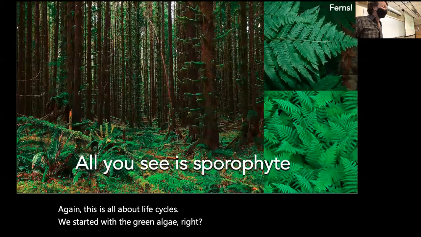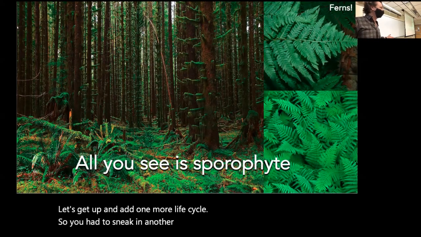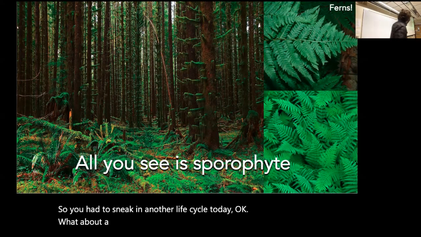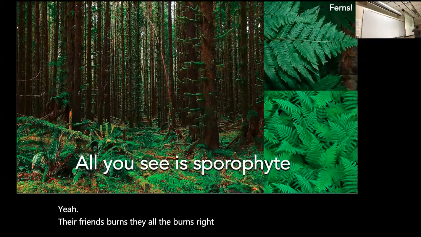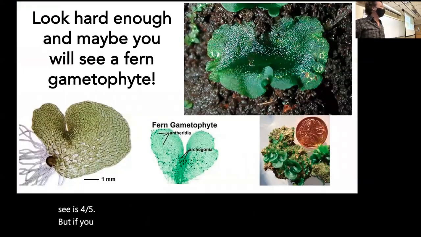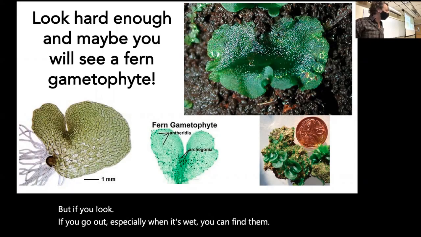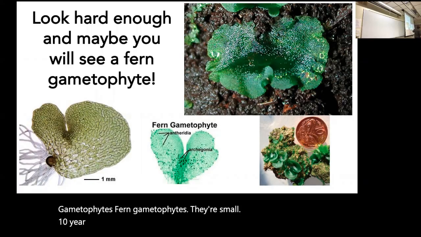Now, let's add one more life cycle. I had to sneak in another life cycle today. What about a fern? Oh my gosh, all you see is sporophyte. These are trees. They're ferns. Look at all the ferns. All these ferns, all you see is sporophyte. But if you go out, especially when it's wet, you can find fern gametophytes. They're small. A penny, or pence, just for scale.